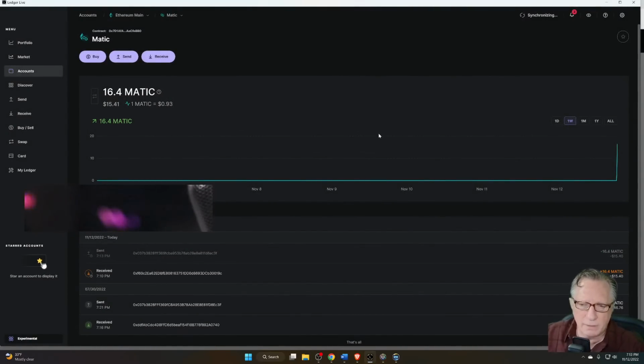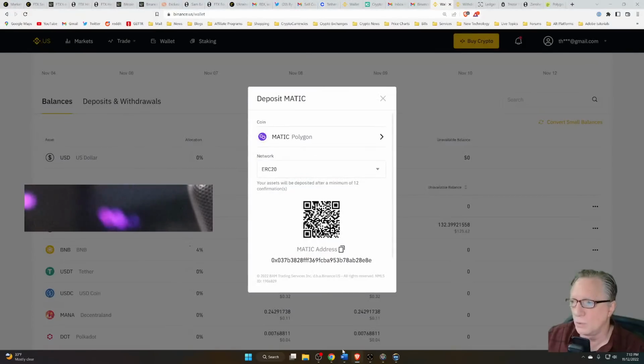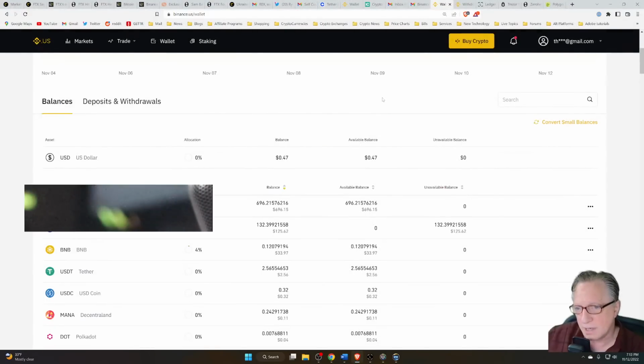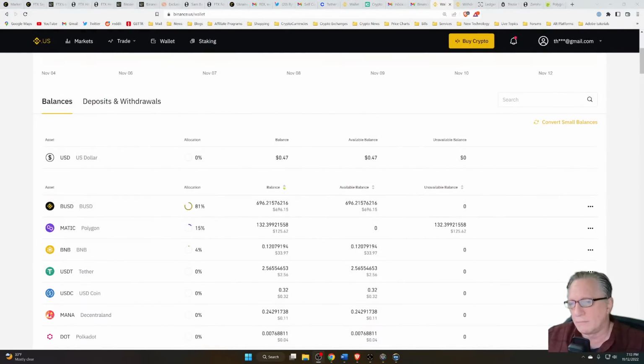Why did I do that? Well, once it gets into Binance US, I will be able to withdraw it again, only this time I'll use the MATIC network, and basically I'll be converting my ERC20 based MATIC into native MATIC by doing that. Right? I can also do that in Coinbase as well.